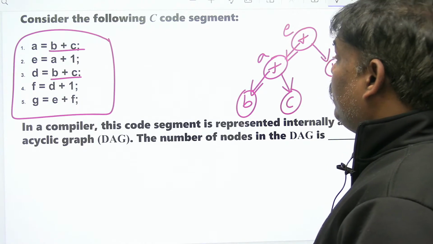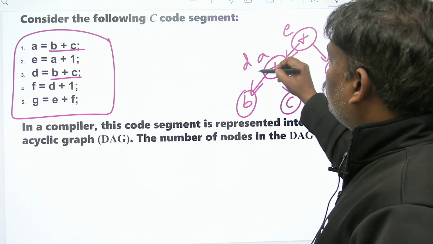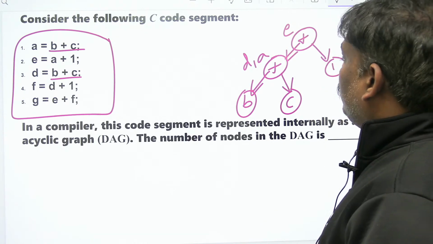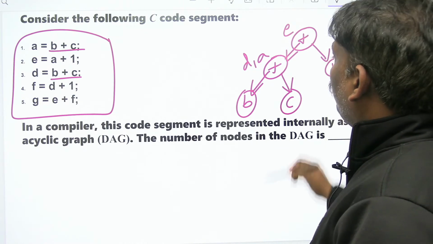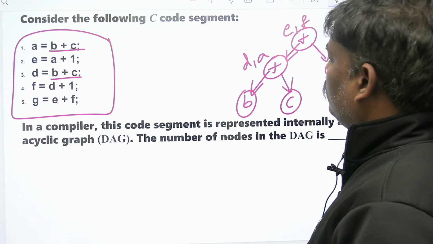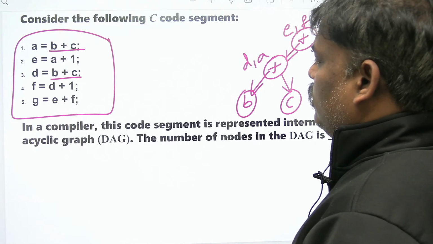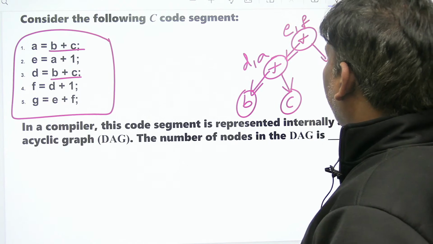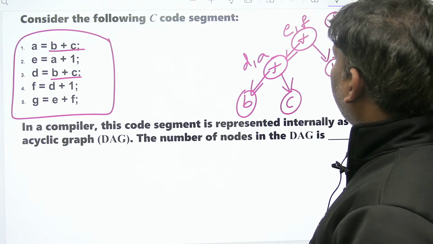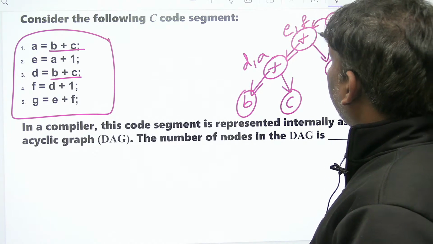And B plus C is D also. Next one, D plus 1 is F. It is F also. Next one, what is the answer? E plus F, plus operator. E also this only, F also this only.